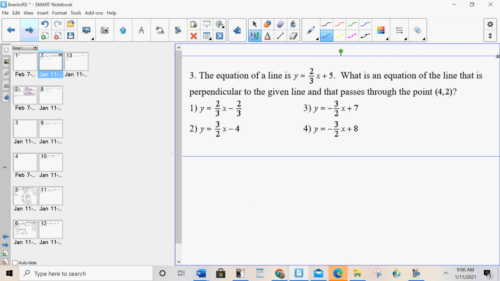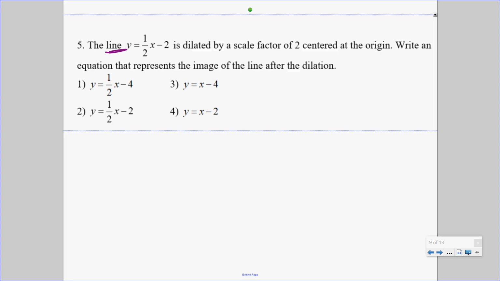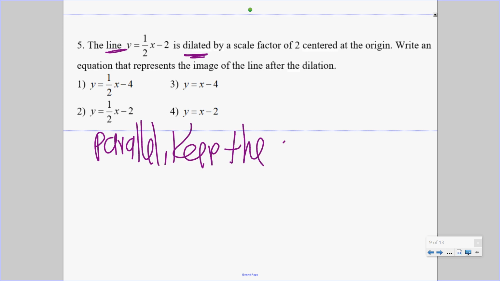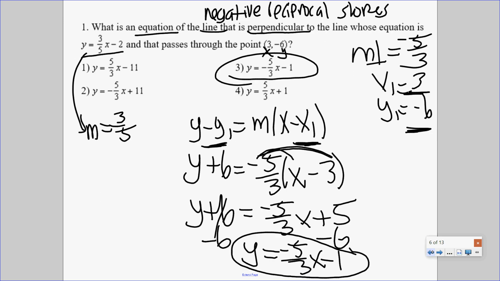So let's take a look at number 5. Line dilation, parallel, keep the slope. I know that the slope has to be the same. So the slope of this line is 1/2. So the slope of my line must be 1/2. 3 and 4 are gone. Now there's two circumstances. There's origin and there's not origin. Origin. Flip back to the notes if you need to.